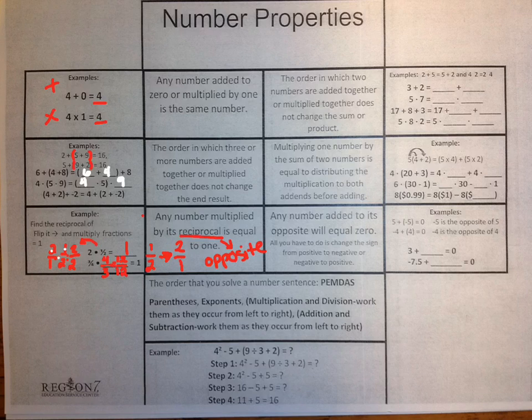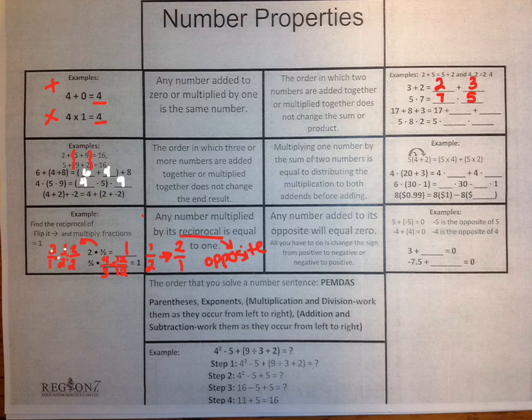So, for example, 2 plus 5 is the same thing as saying 5 plus 2. So what would be the same thing as 3 plus 2? 3 plus 2 is 2 plus 3. What would be the same thing as 5 times 7? 5 times 7 would be 7 times 5, because they still give you the same value. They both give you 35.